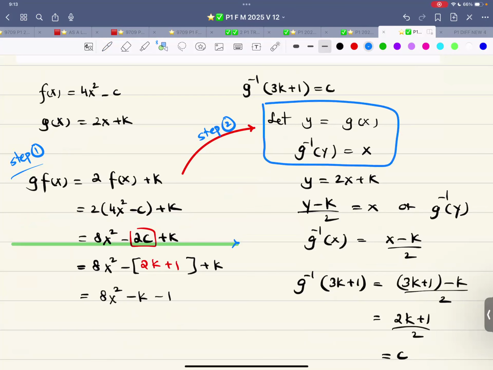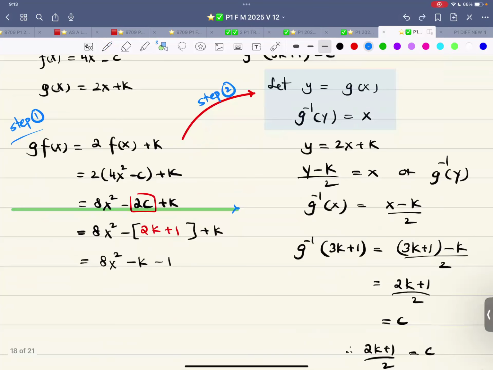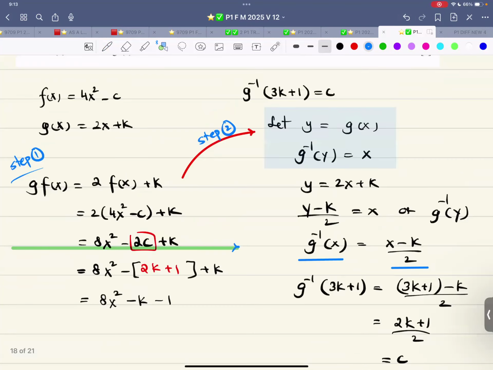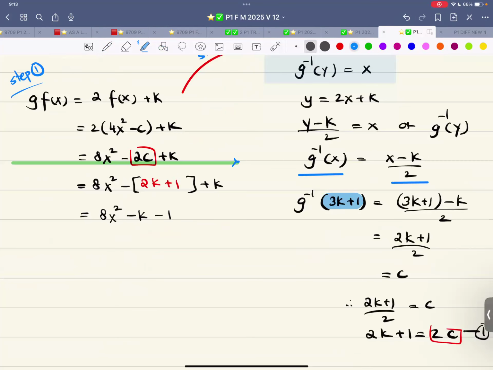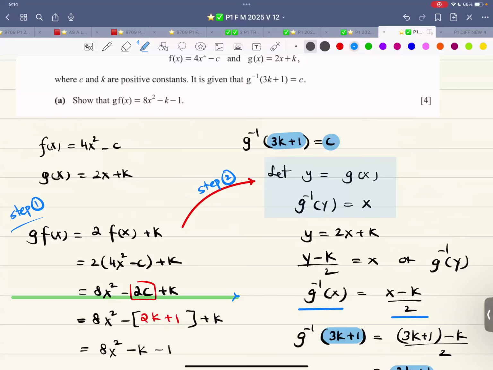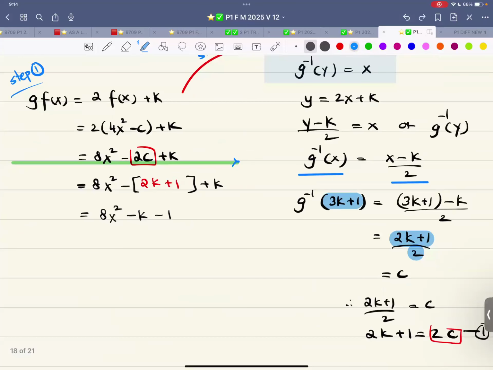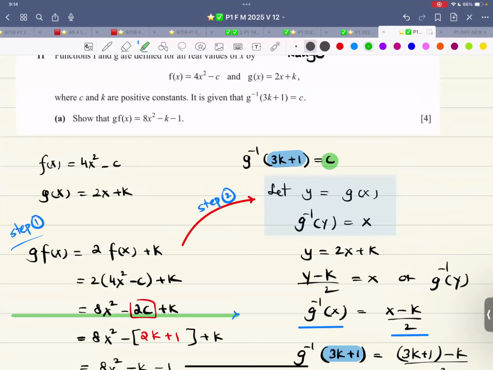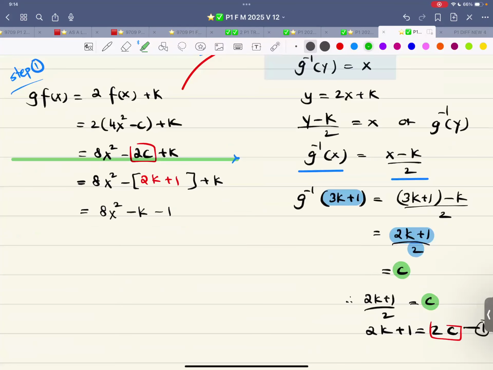So let me just highlight this thing. And then I find g inverse x as this thing, x minus k over 2. Now let me plug in this thing over here. So this thing over here, 3k plus 1, that is plugged in over here. I simplify. And g inverse of this thing is c. There it is. Let me just change the color. So this thing is c, this thing is c, this thing is c, this thing is the blue one.